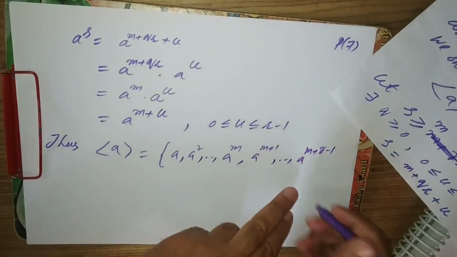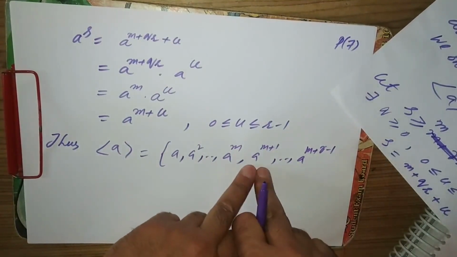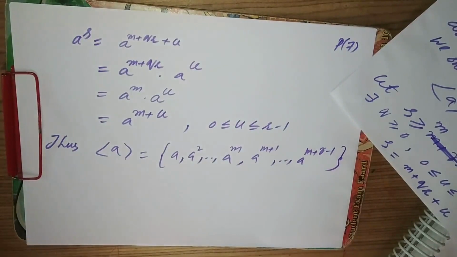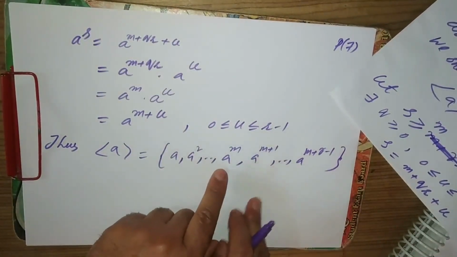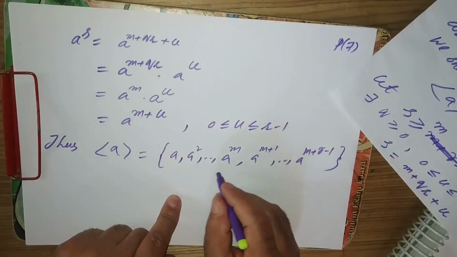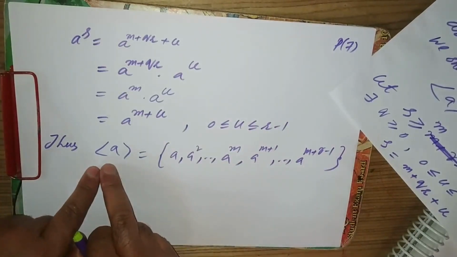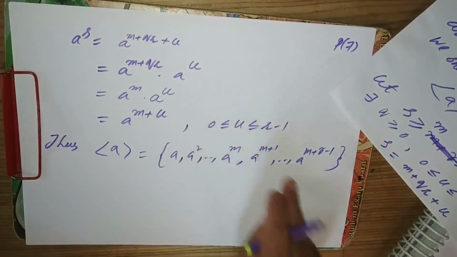Then we have a^(m+r), which is equal to a^m. Then a^(m+r+1) is equal to a^(m+1). So you can see this set is equal to this. First we have proved that they are all distinct. Then we have proved that any other power is among the powers of these elements. So that means this monogenic semigroup is equal to this. In this case we can say it's a finite monogenic semigroup, because it has a finite number of elements.